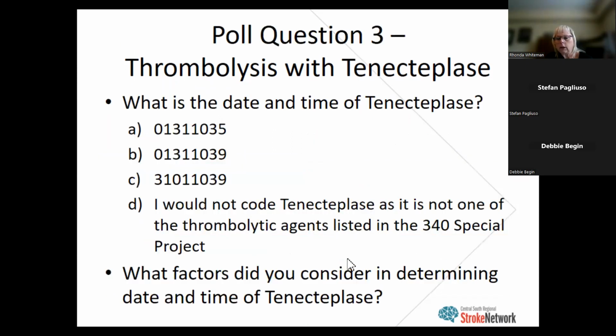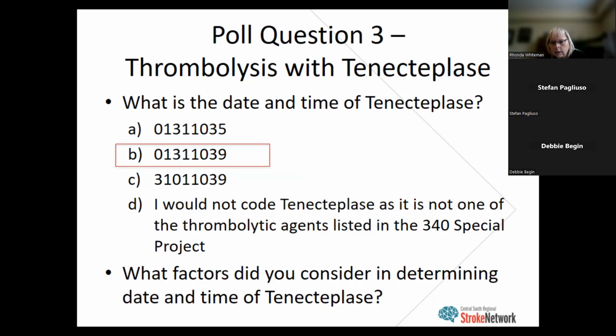So in this situation, the correct answer is B, 01/31/10:39. One of the things that you will find with our sites is they will inform your health records coders that they have made that switch and that we will be utilizing tenecteplase, and have that conversation about what you're looking at as we go along.